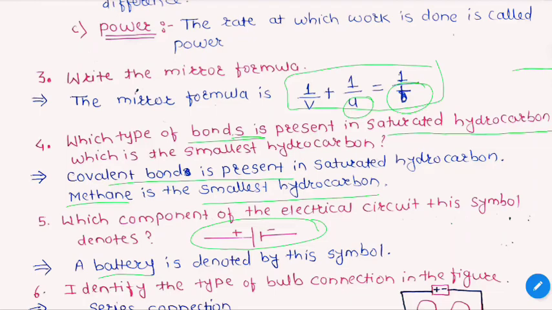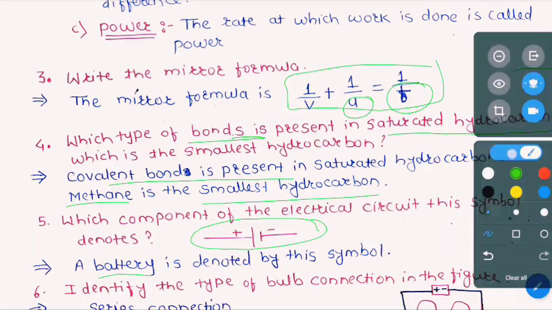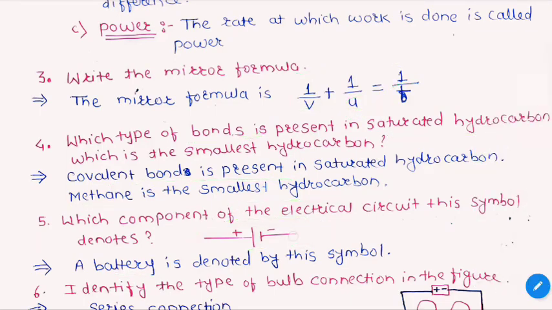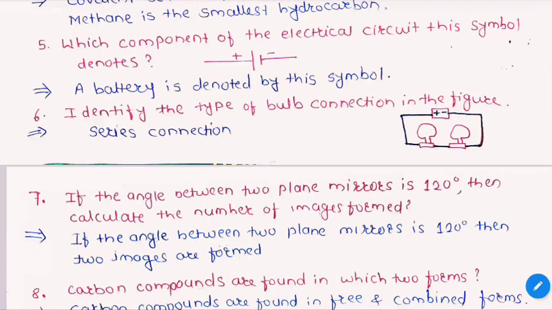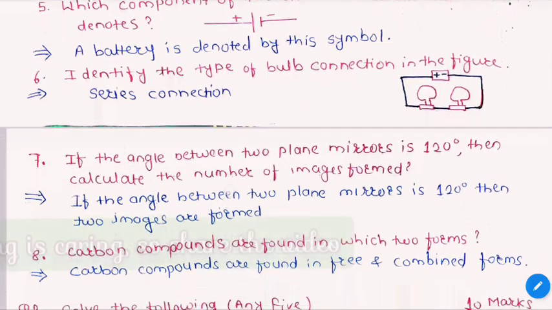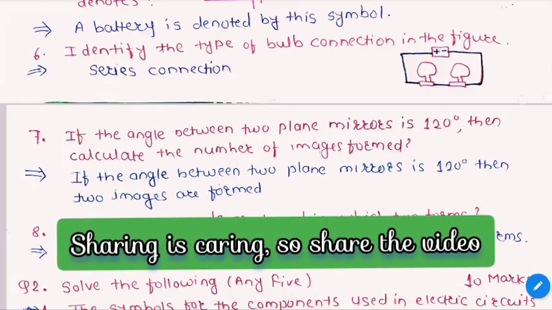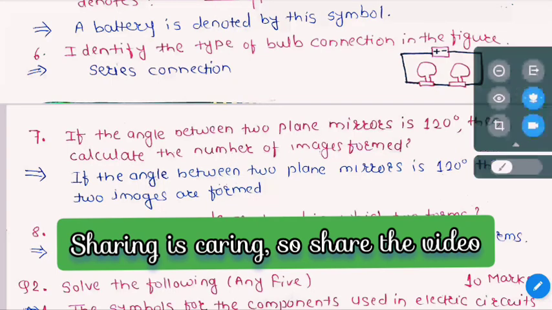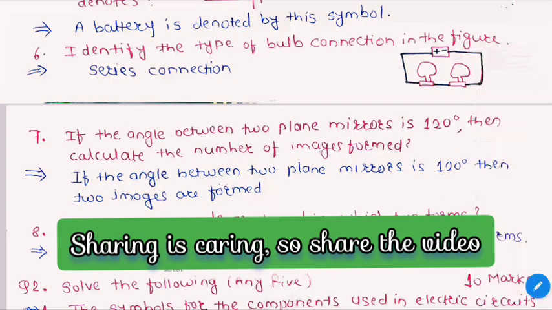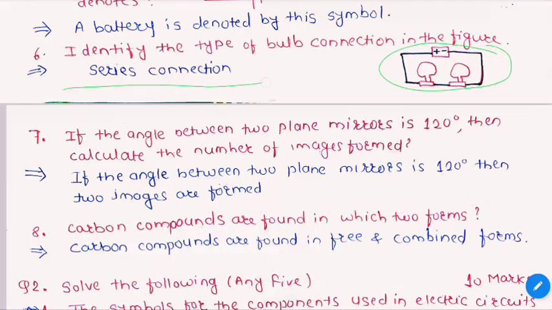Now the next question is: identify the type of bulb connection in the figure. Here a figure is given, you have to identify which connection it is. This is the series connection.